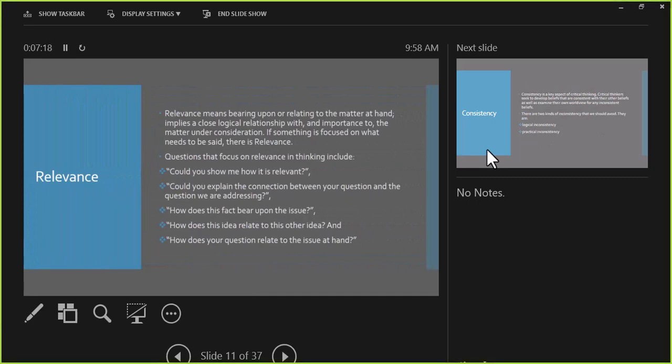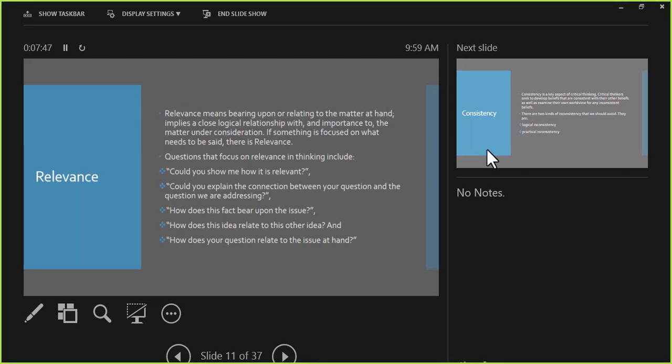Then there is relevance. Relevance means bearing upon or relating to the matter in hand, or simply implying a close logical relationship with the topic in hand or the matter being discussed. In order for something to be relevant, it must focus on what needs to be said. Meaning, if I'm describing something, it must describe the thing that needs to be described, not shift our focus to other points.